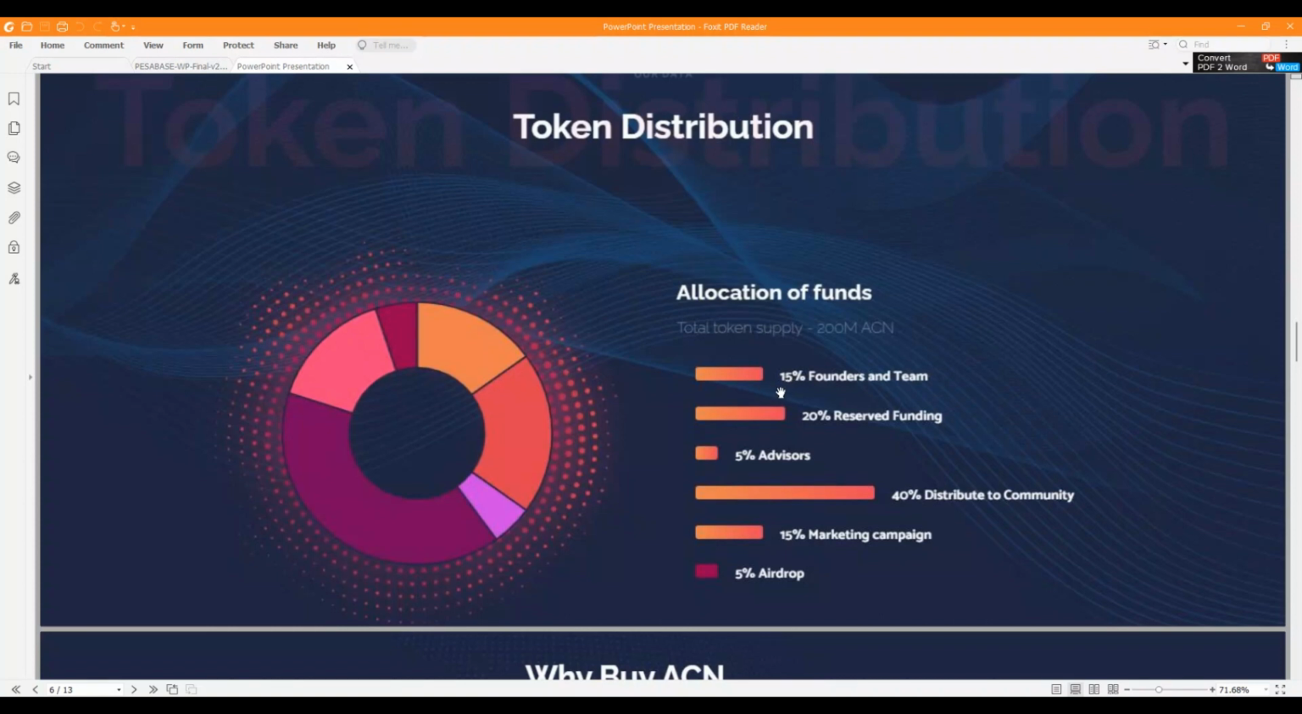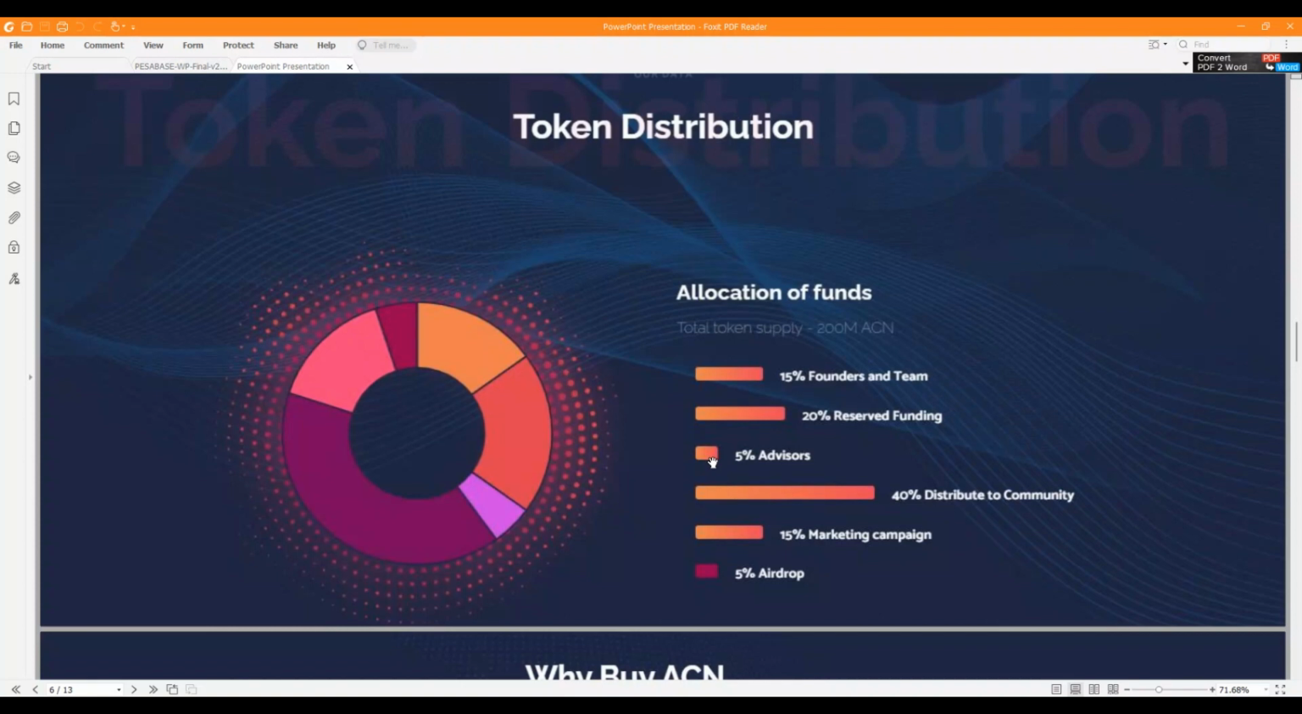They've given 20% to the reserved funding. So who is the custodian of the reserved funding, if I may ask? Who do you think is the custodian of the reserved funding? The team. Of course, the team, right? So that's another 20% additional to the team, right? Now, 5% to the advisors. So who are the advisors?